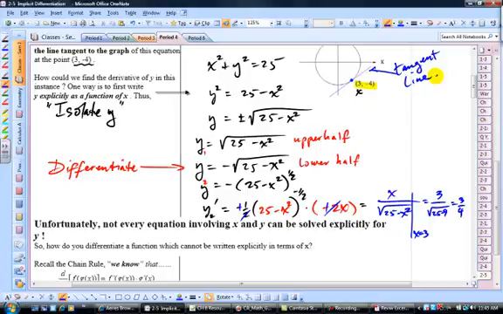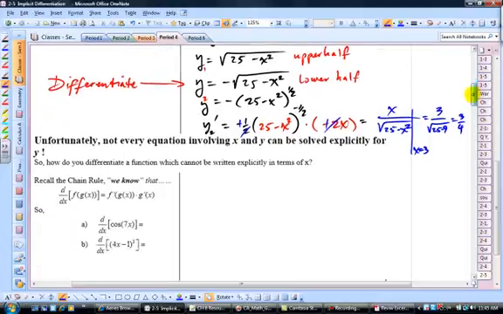Now, that was pretty easy because we can isolate y. But what happens if you have a very, very complicated function where it's an implicit function, y is not isolated, and you cannot isolate y? What do you do? Okay? That's what today's lesson is all about. How do you take an implicit function where y is not isolated and differentiate it that way? Okay? So let's learn how to do it another way.